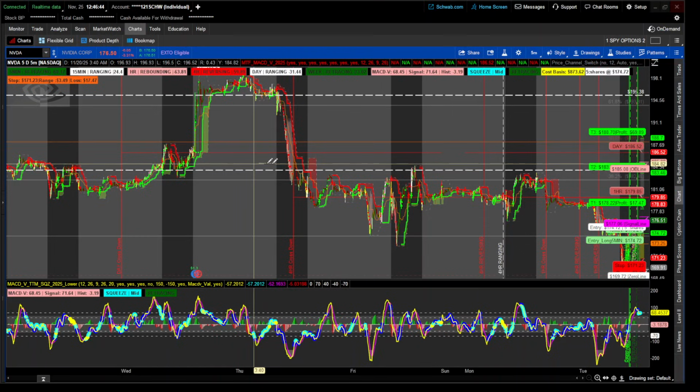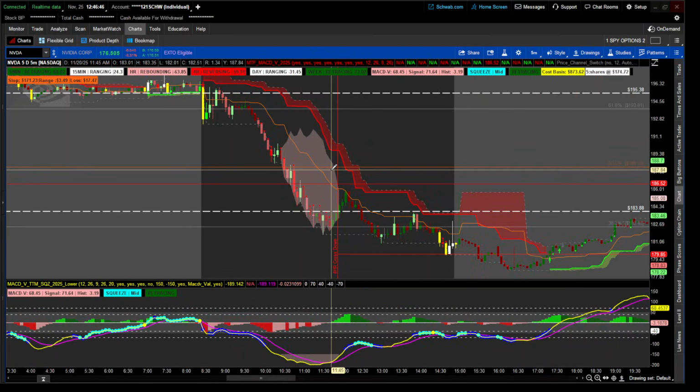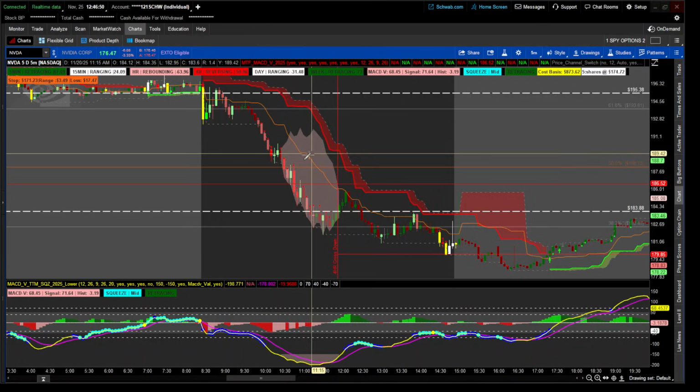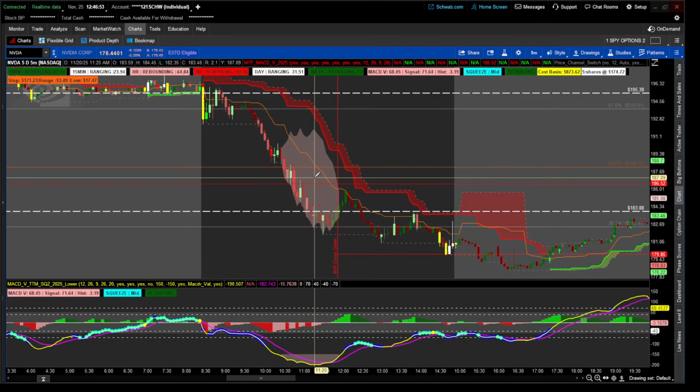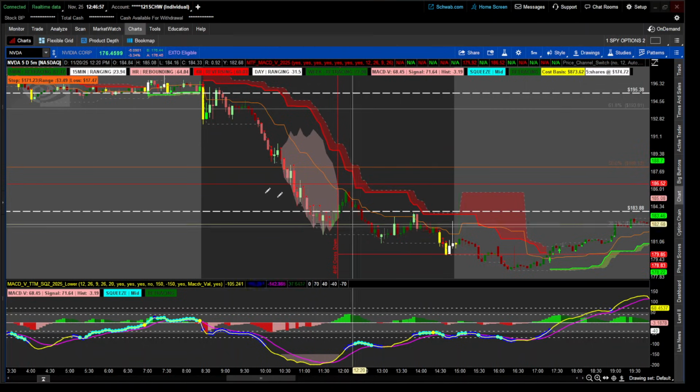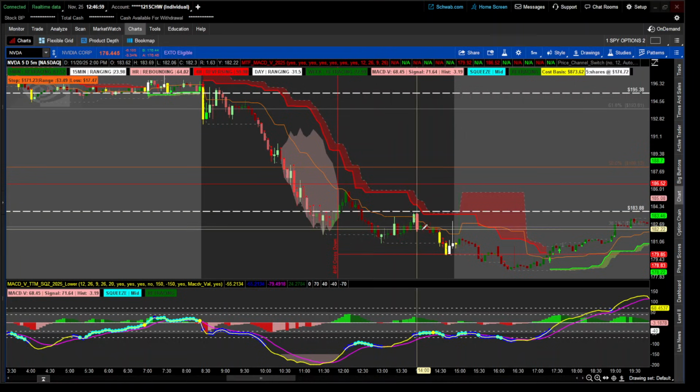You can also see when the MACD becomes oversold, you get this pink cloud. You also have an option in there to cut this off, this oversold cloud, if that's not going to be helpful for you when price is oversold.